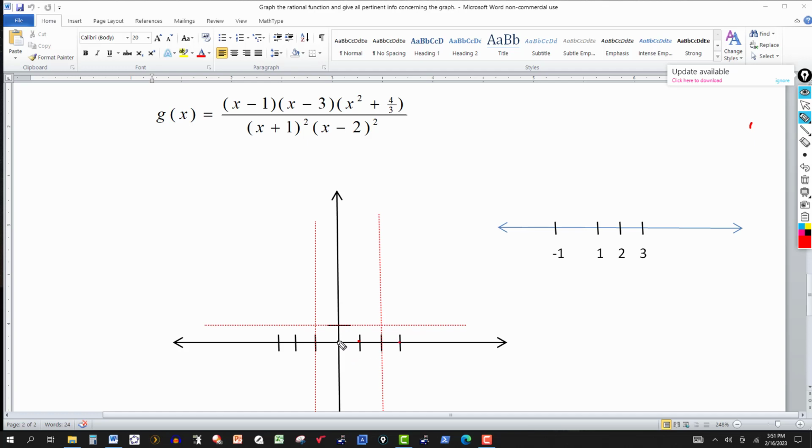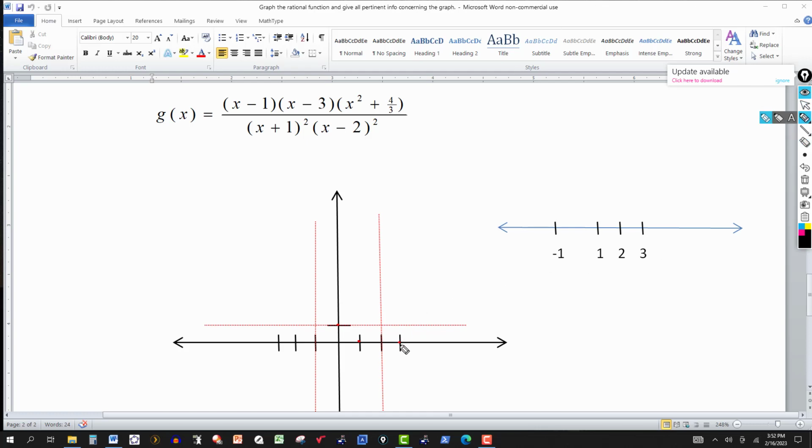And then we have a y-intercept at (0, 1). That's this one right here. Notice this particular one is on the horizontal asymptote. So this is a situation where the graph does cross the horizontal, but the graph is not going to cross the vertical asymptotes.